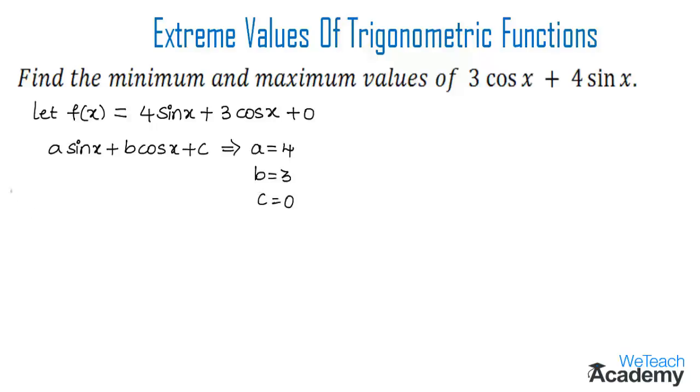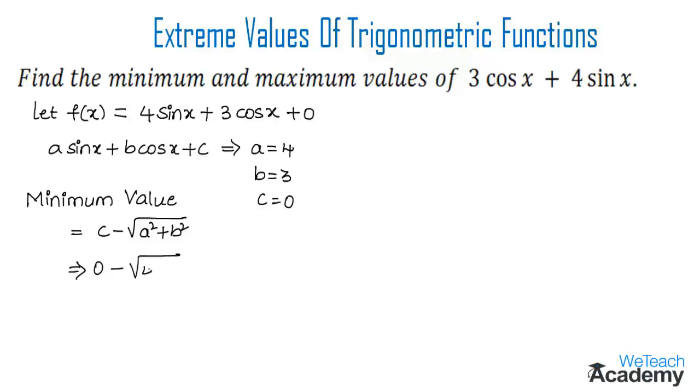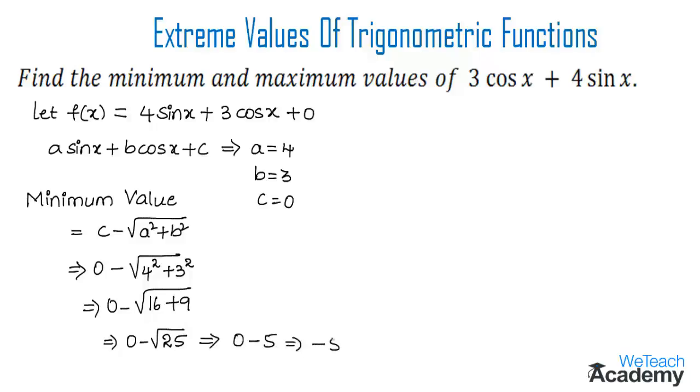And now in order to find the minimum value, we already know the formula, that is c minus under root a square plus b square. By substituting the values of a, b and c in the formula, we get c, that is 0, minus under root a square, which is 4 square, plus b square, that is 3 square. So that implies we get 0 minus under root 16 plus 9. So that implies we get 0 minus 25. So we get 0 minus square root of 25, which is 5. So that implies we get minus 5 as the minimum value of the given function.